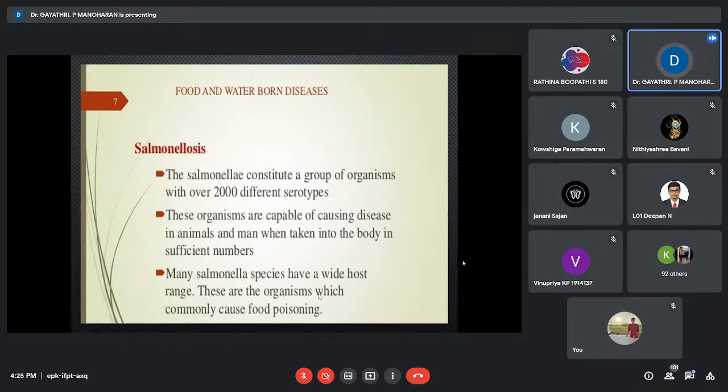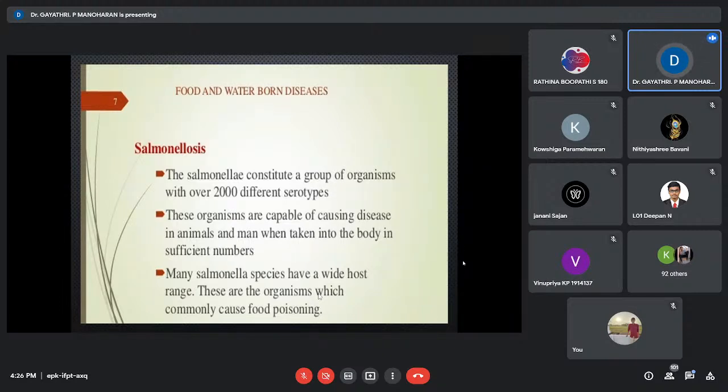First one is Salmonellosis, which is very common in South India, especially in Tamil Nadu. It can cause salmonella diarrhea or typhoid fever, also called enteric fever. We commonly call it enteric fever or typhoid fever. The Salmonella constitute a group of organisms with over 2000 different serotypes. It's a single bacterium which can have more than 2000 forms. We call them serotypes. For other students, I'm telling you it might contain more types of variants. For example, COVID contains alpha, beta, gamma variants. Likewise this bacteria also contains more than 2000 different serotypes.